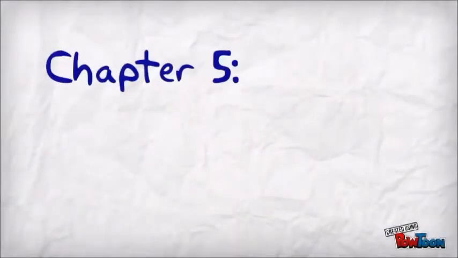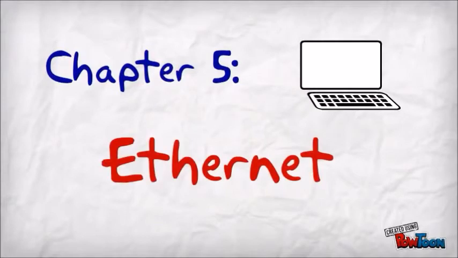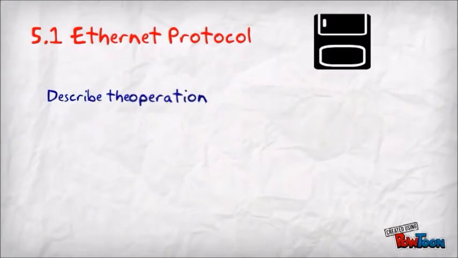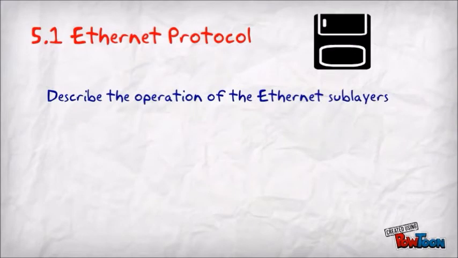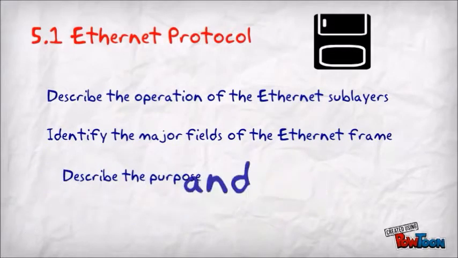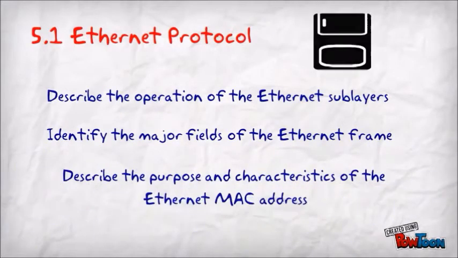Hello, this is video number 5 of the Cisco CCNA course, Chapter 5, Ethernet. In this chapter we will talk about the Ethernet protocol. Specifically, we will describe the operation of Ethernet sublayers, identify the major fields of the Ethernet frame, and describe the purpose and characteristics of the Ethernet MAC address.